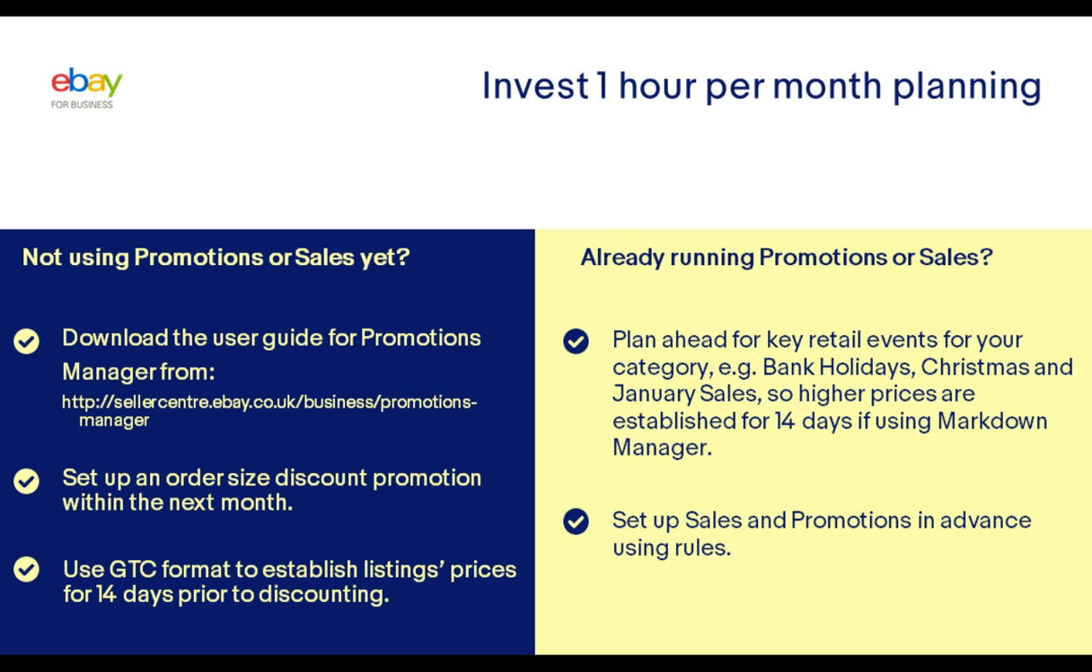So some things for you to do. Please do set aside some time to get started on this. I'd recommend setting aside maybe an hour a month, just planning promotions, reviewing the promotions you've got live, thinking about what's working, what's not, what can you tweak, what can you improve. If you're already running promotions or sales, I really recommend that what you do next is plan ahead. You can schedule promotions with Promotions Manager in advance. You can also schedule sales on Markdown Manager in advance.